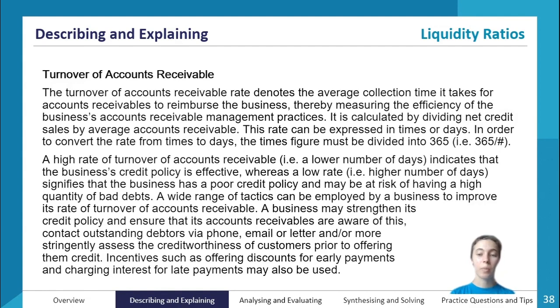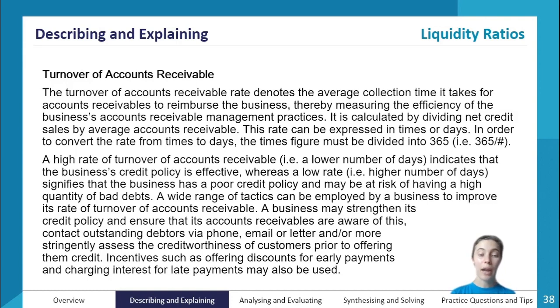So this rate can be expressed in times or days. So the number of times that accounts receivables are paying in a period, or the number of days it takes for each accounts receivable to reimburse the business. If you've got the rate for times and you want to convert it to days, you can divide the times figure into 365. So 365 divided by the times figure.